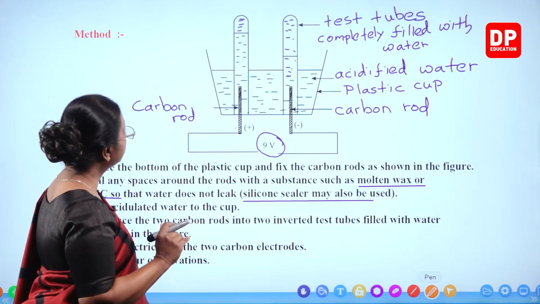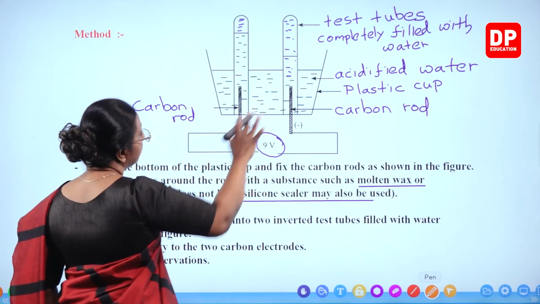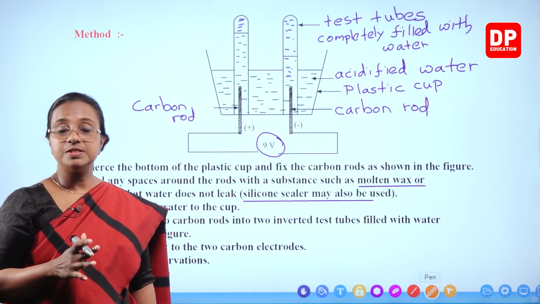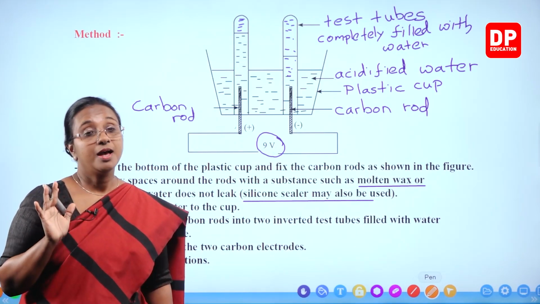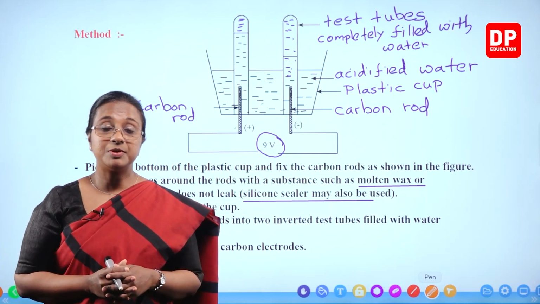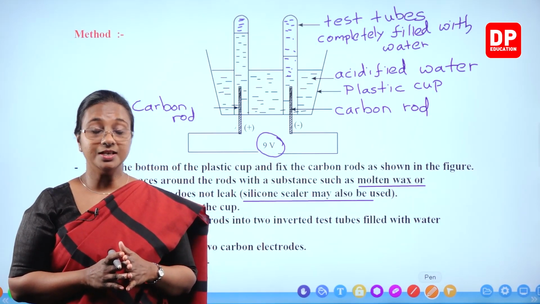So while you do that, you have to observe the 2 electrodes. You have to look at the water level in the test tubes. Then you will get the observations clear. I'm sure you all can understand the procedure. So let us go to the lab and do this activity now.